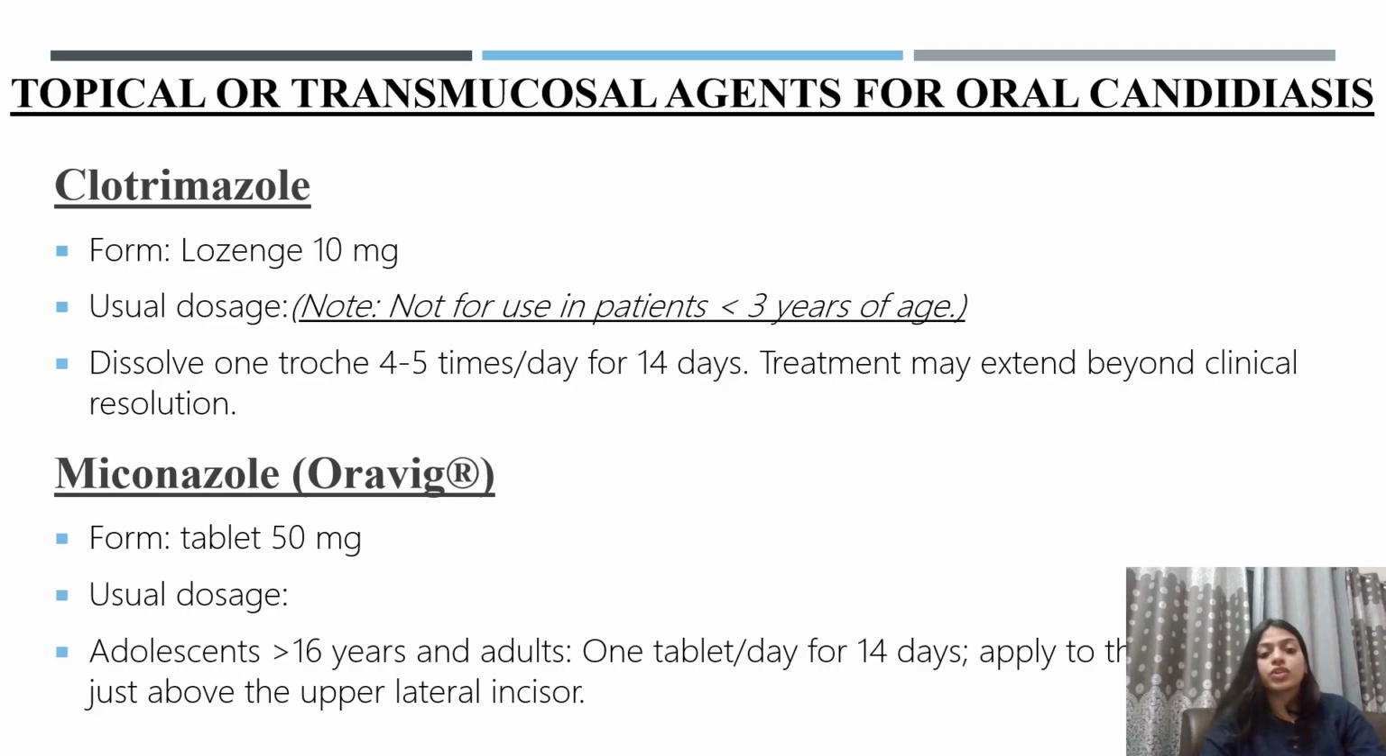Then topical or transmucosal agents for oral candidiasis. These are clotrimazole. It is available as lozenges, 10 milligram, and it's not used in patients less than 3 years of age, and it dissolves. So you can give it 4 to 5 times a day for 14 days, and treatment may extend beyond the clinical resolution. Then miconazole, it's available in tablet form. The usual dosage in adolescents and adults: 1 tablet per day for 14 days.